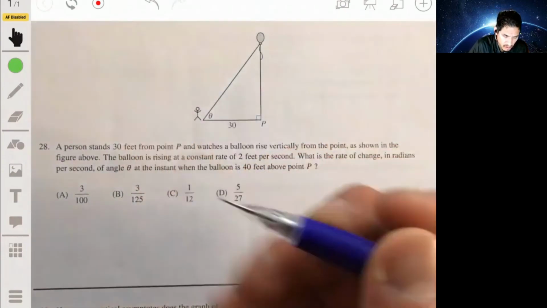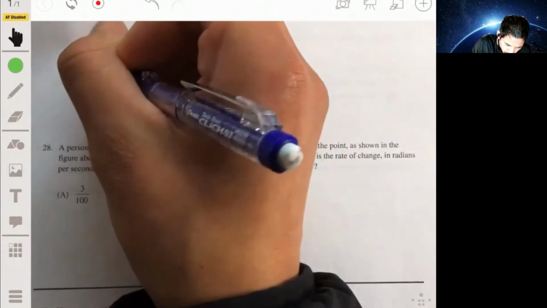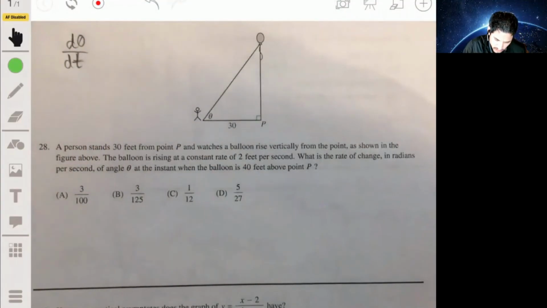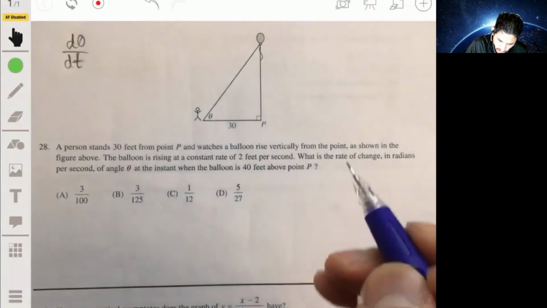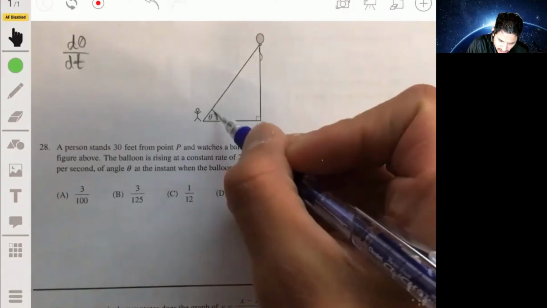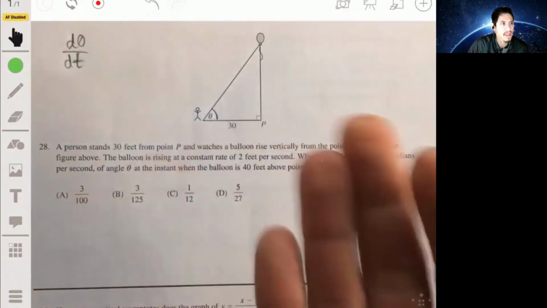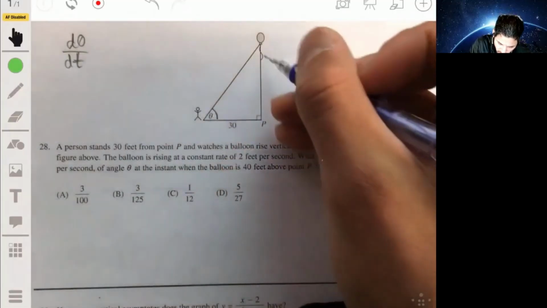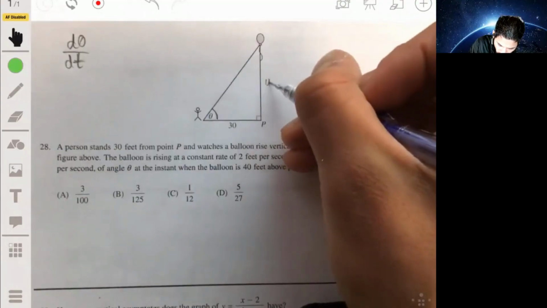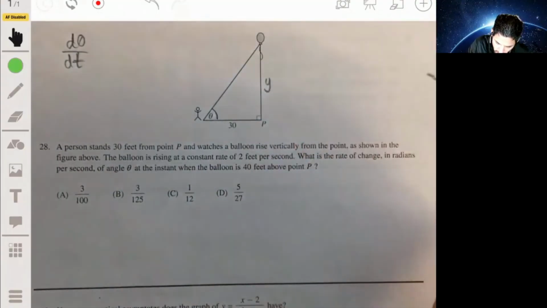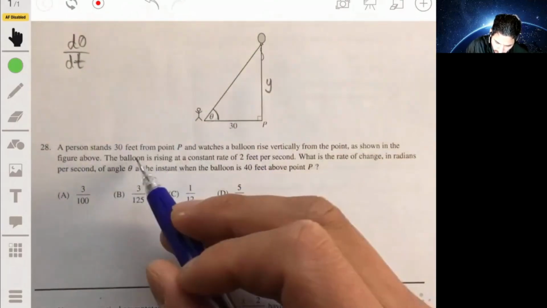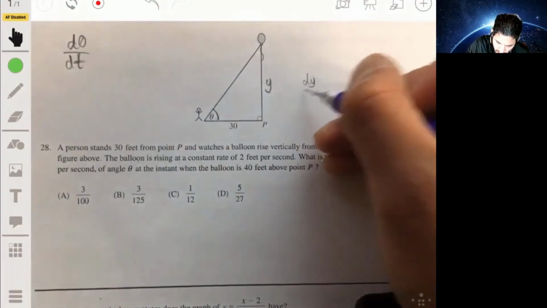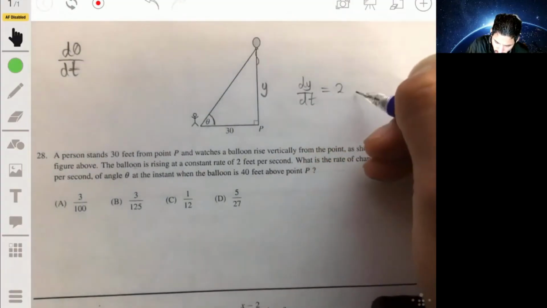Okay, so let's make it clear what we want to find. We want to find d theta dt, the rate of change of the angle. So it's finding a way to express this relationship. We'll use a tangent function. We'll call this side our y. We're told that the balloon is rising at a constant rate of 2 feet per second, so dy dt is equal to 2 feet per second.